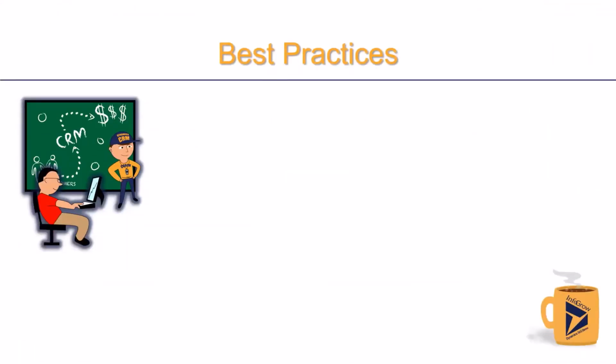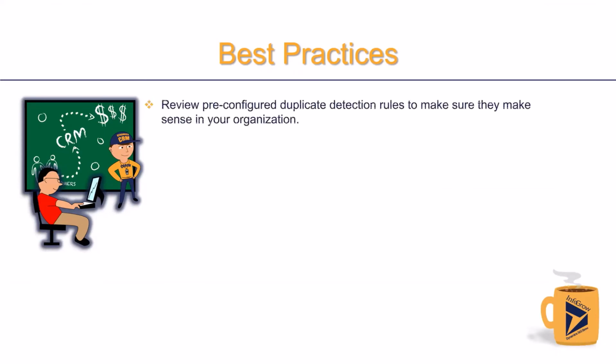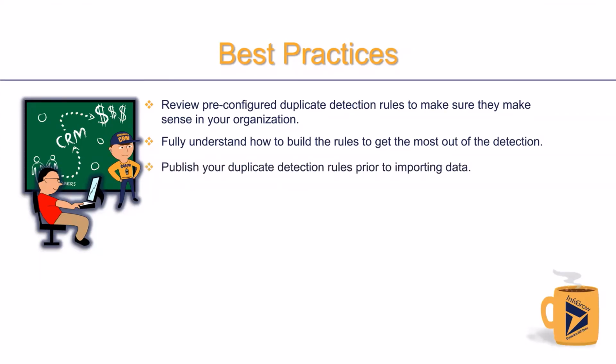Some best practices regarding duplicate detection are: review pre-configured duplicate detection rules to make sure that they make sense for your organization. Before configuring custom duplicate detection rules, fully understand how to build the rules to get the most out of the detection. Publish your duplicate detection rules prior to importing data. Train users to handle duplicate detection warnings and enforce handling. This will ensure users take the time to review a duplicate detection warning to resolve a possible duplicate instead of choosing to dismiss or ignore it.